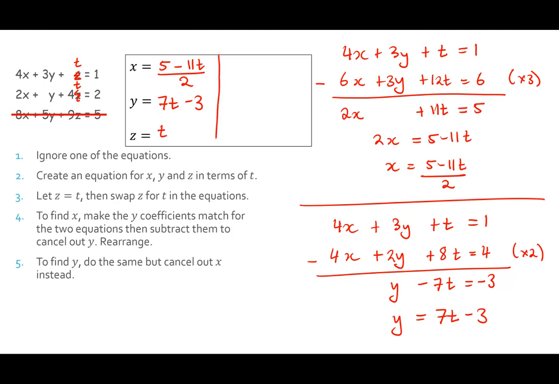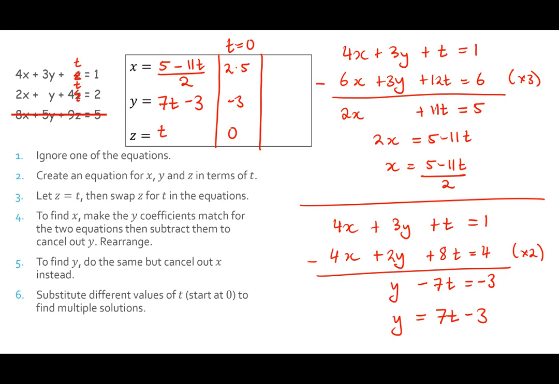So what I can do is substitute in values for t in order to get my new solutions. So the easiest one to do will be t equals 0. Plugging that in gives me 5 over 2, or 2.5, that's negative 3, and that's 0. That is one of the infinitely many solutions to this problem. Another one is, for example, t equals 1. But actually, I could use any value for t. This one will give me negative 3, 4, and 1.